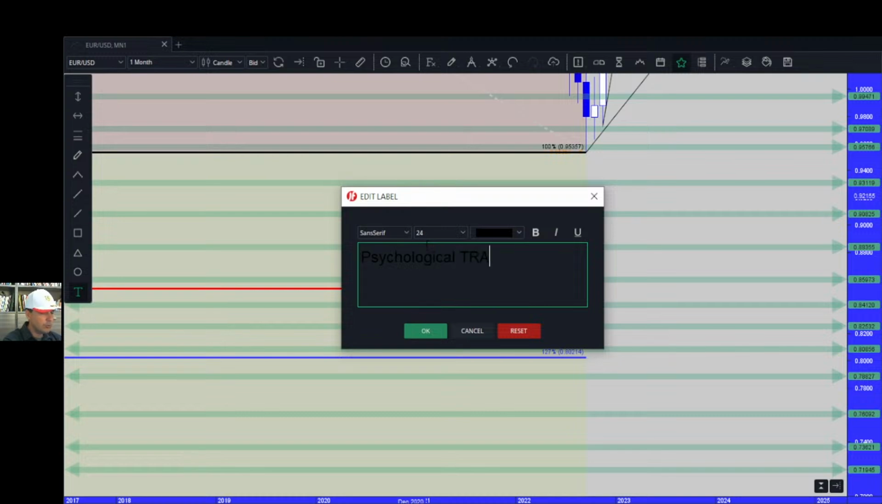Psychological trading concept. If you trade from what you think is going to happen, most likely, because I'm not a psychologist, most likely you are afraid of being wrong. Does this make sense?